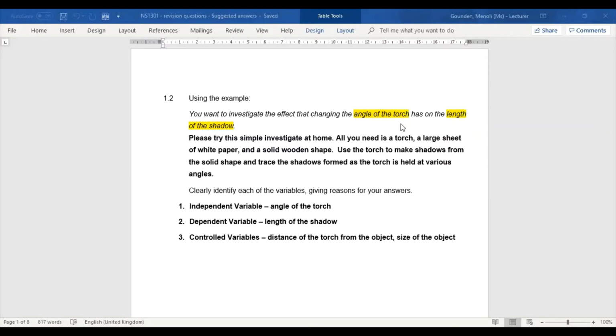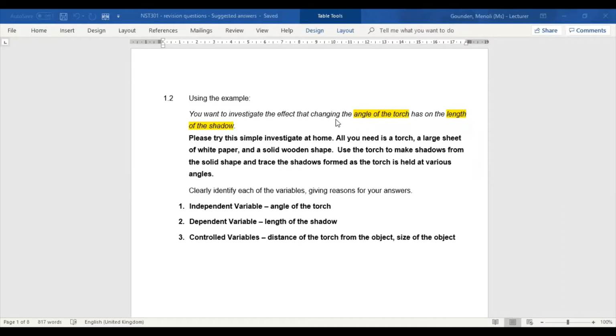If angle of the torch is one variable and the investigator or scientist is changing that, straight away you should identify angle of the torch as your independent variable, because the definition of independent variable is always that variable which the investigator is able to and therefore can change.